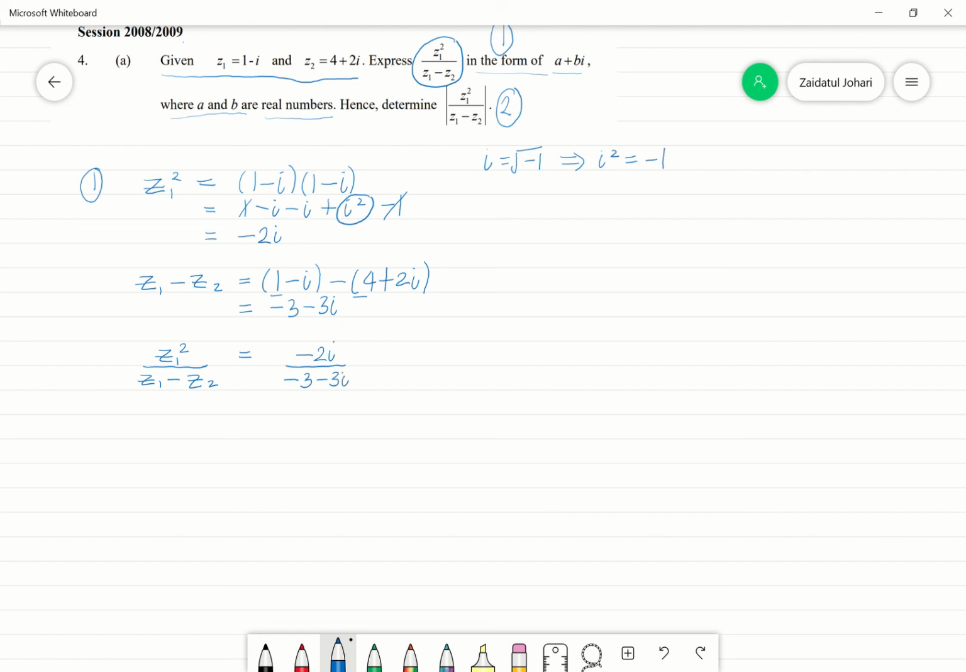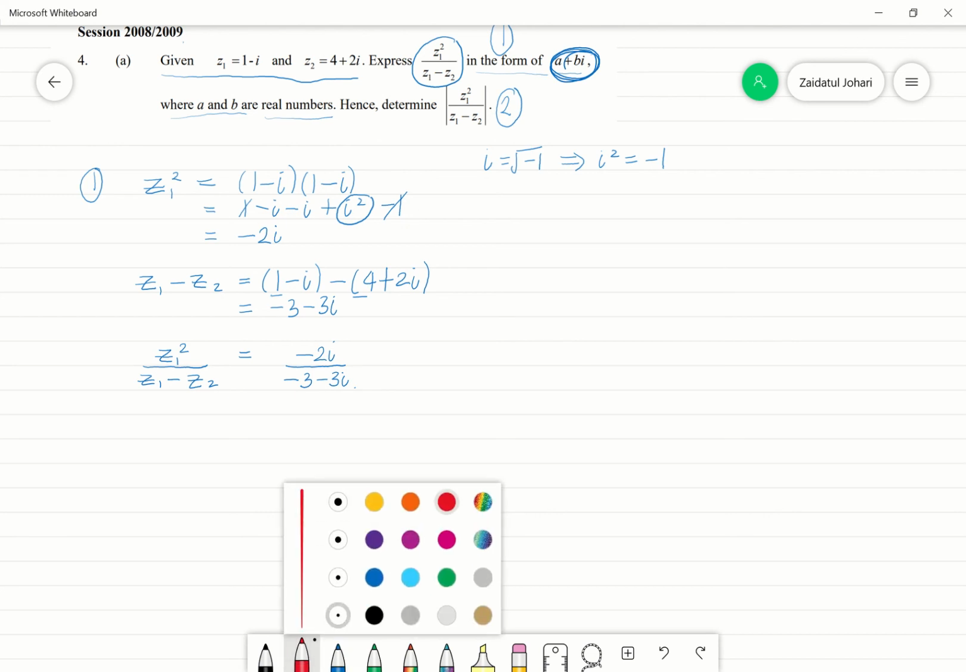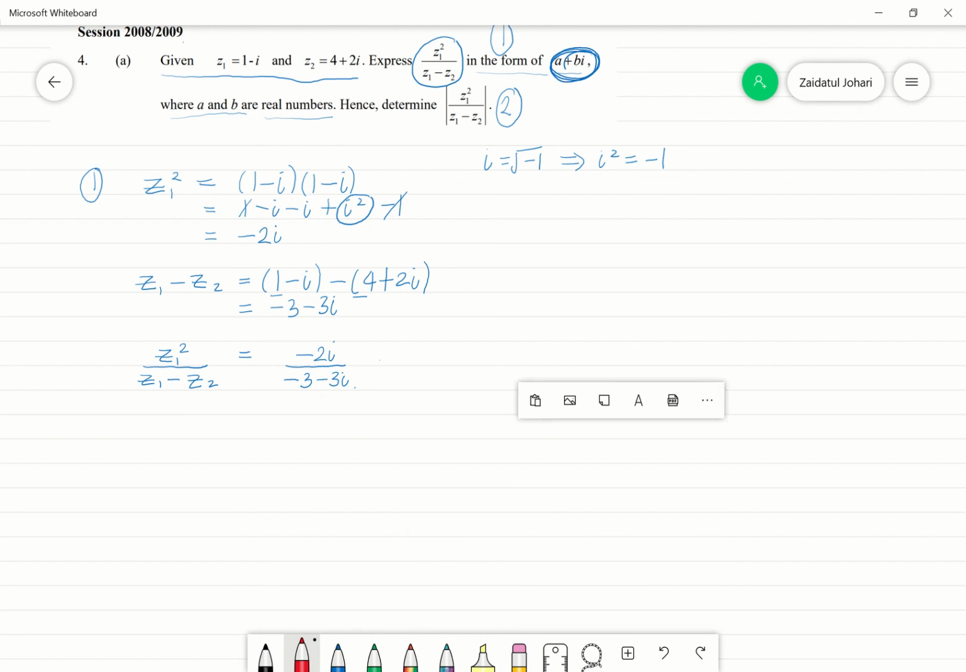Okay, but this is not in the form of a plus bi. The final answer should be in the form of a plus bi. So we can see there is a complex number in the denominator, so we can rationalize the fraction by multiplying with the conjugate of the denominator. If this is negative 3 minus 3i, the conjugate will be negative 3 plus 3i.